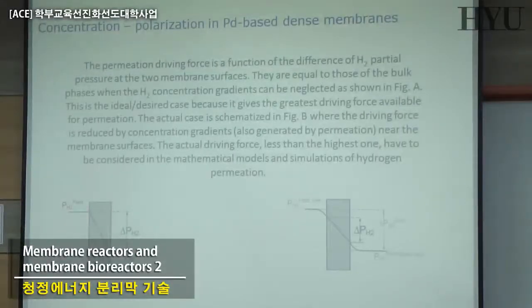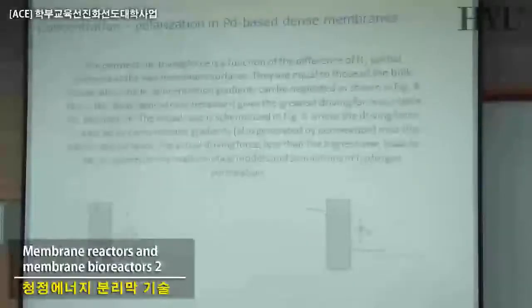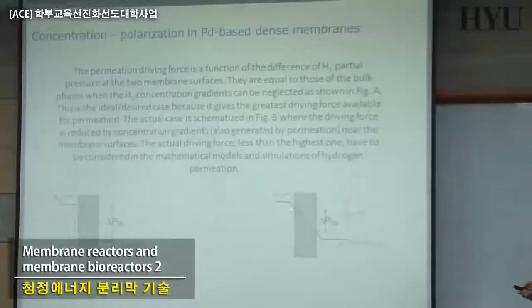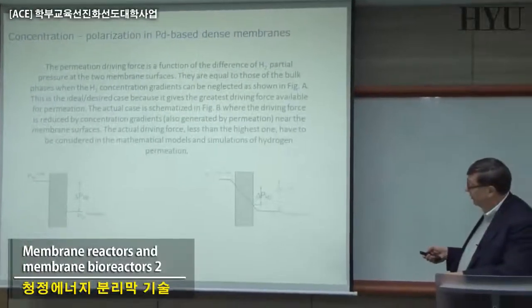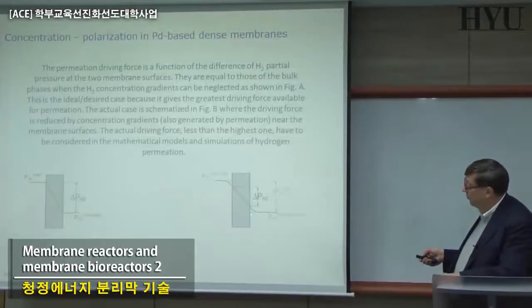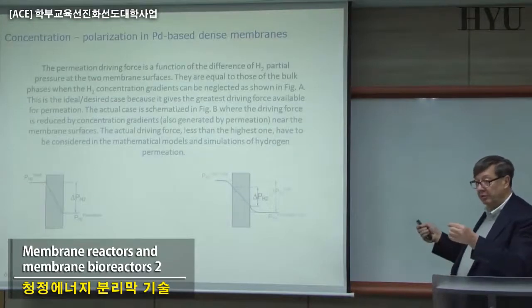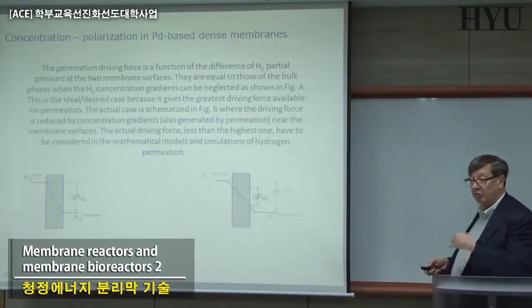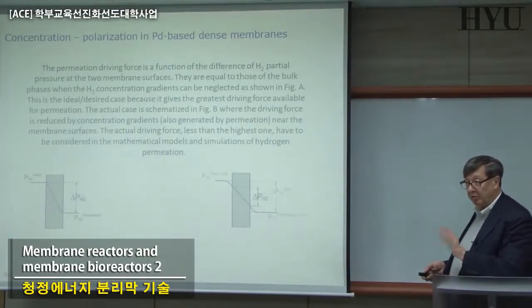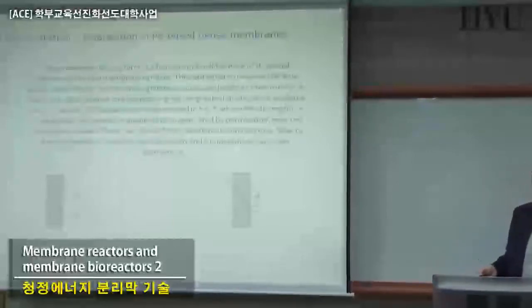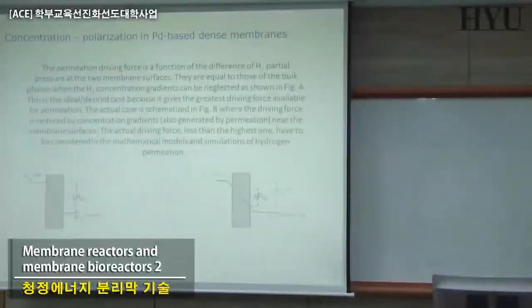What is happening if we have a concentration polarization is that this pressure is not this one, but goes down to here. And on the other side, it is this one. So the real driving force is no more this one, but this one, because we have this change in the value of the concentration on one side and on the other. So it is just a decrease of the driving force in our system.